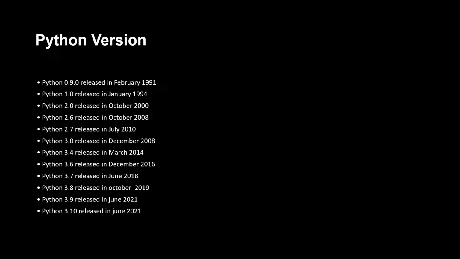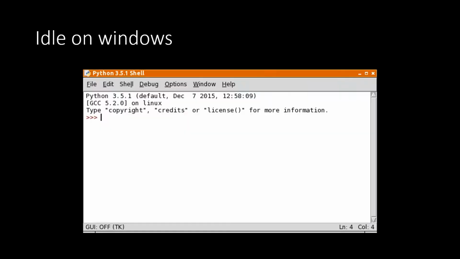And versions: the first release was in 1991, and it was version 0.9.2. Till 2022 we are using 3.10.5, above 3.10.4, and the last update was in June 2021, the Python 3.10 version. It is the latest and most advanced version, and you can use it on your PC, Windows, anything.